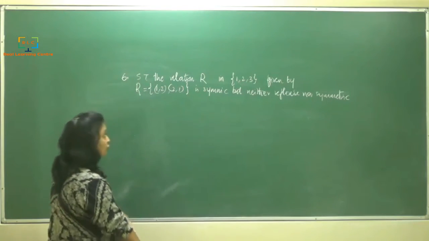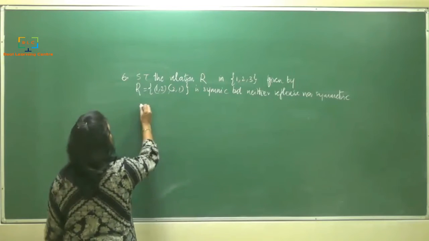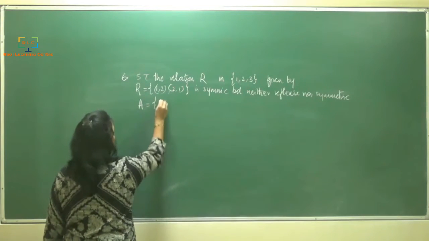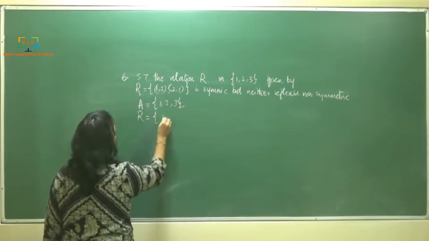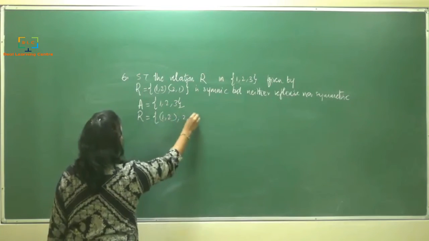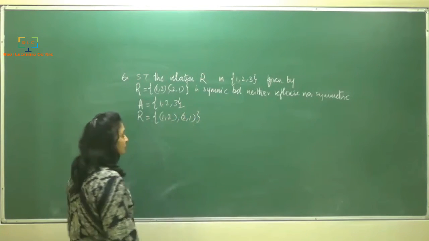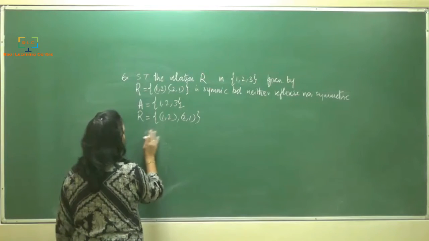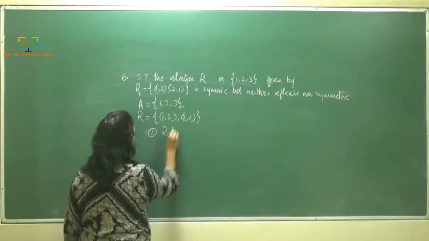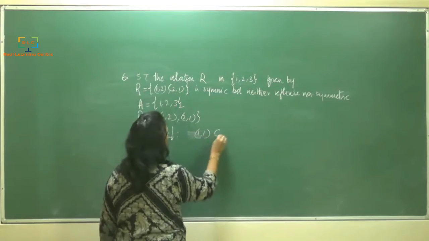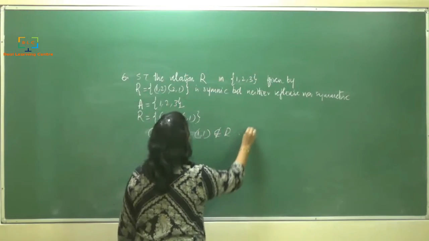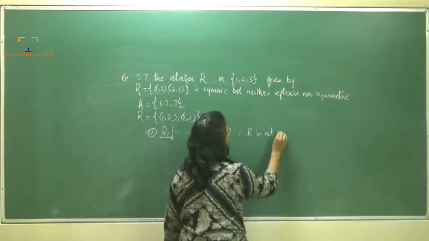But still here you have to show, no? So I am writing here. They have given A is equal to {1, 2, 3}, the set is given, and R is equal to {(1, 2), (2, 1)}. Okay. So now I shall write the first one, which is reflexive. For that I will write (1, 1) does not belong to R. Therefore, R is not reflexive.